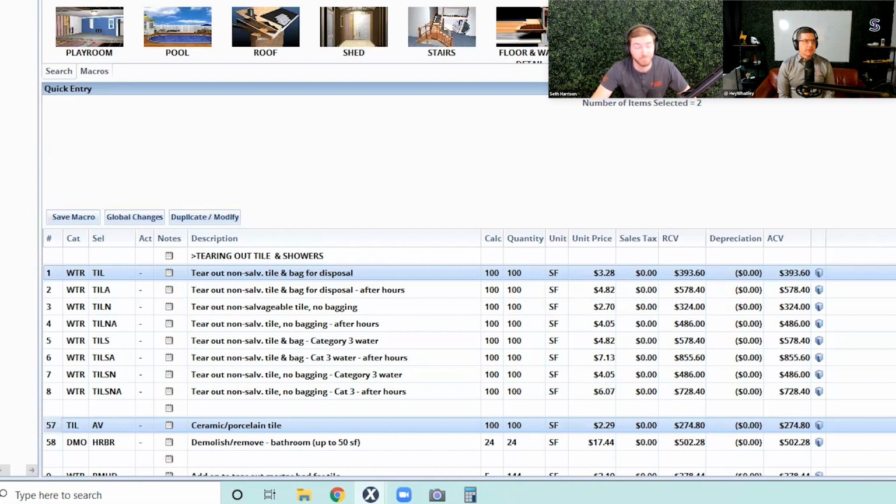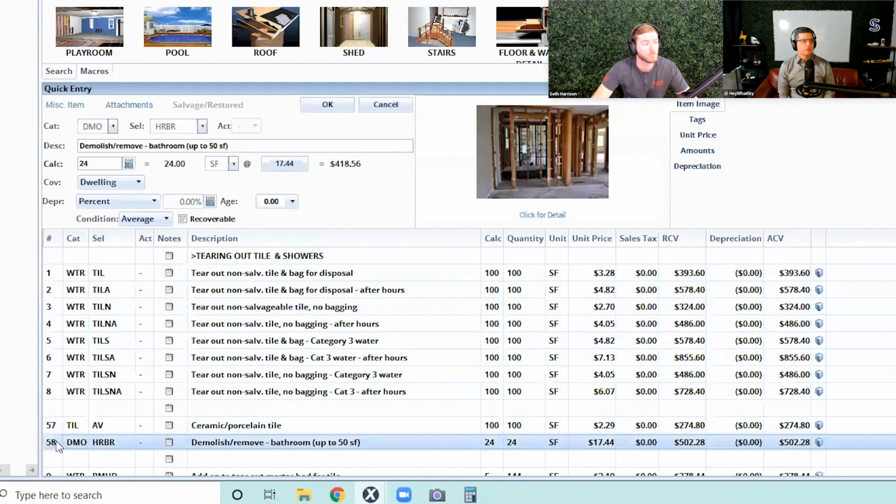It'll be a less significant delta, but a little bit more favorable here, and that's exacerbated with our price list that we're running right now. So anyhow, that seems to work. Check out the demolish removal bathroom.